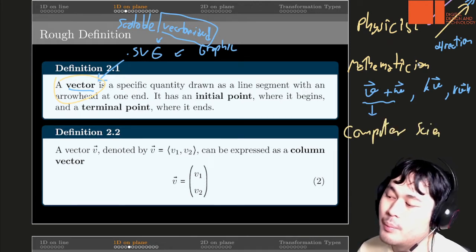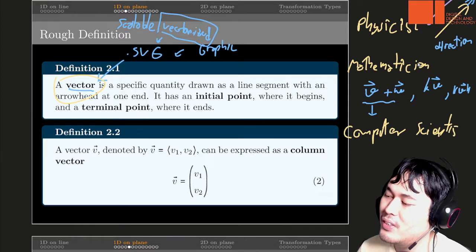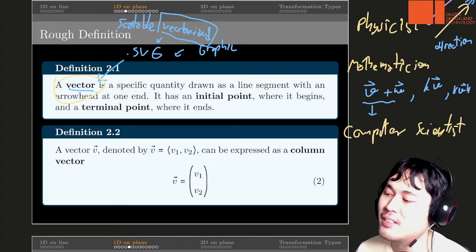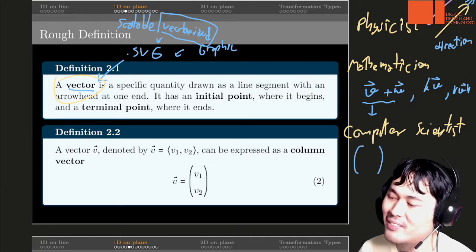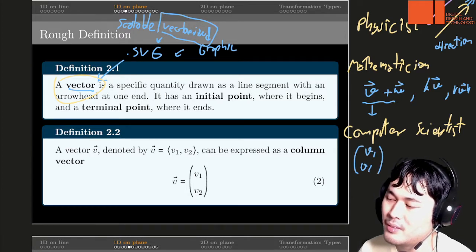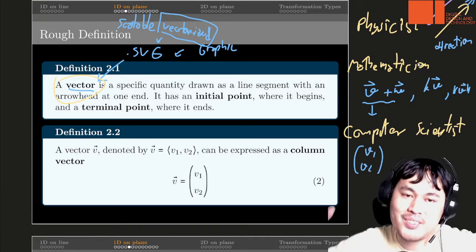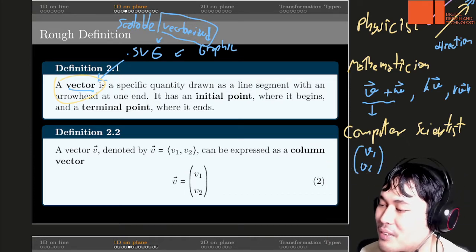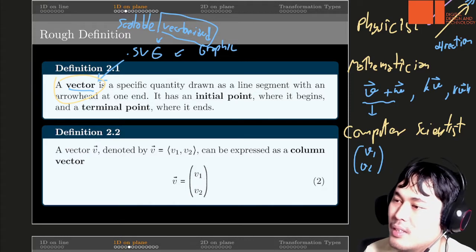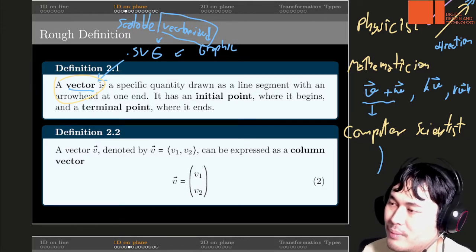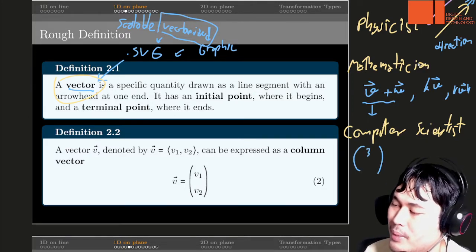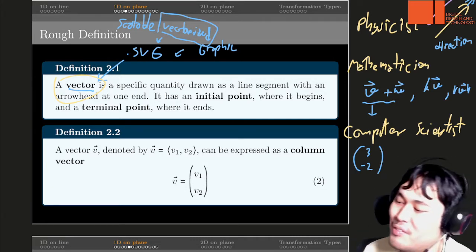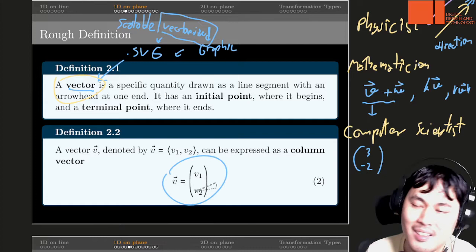If you are a computer scientist or data scientist, you are actually thinking about a vector as just a number, as several numbers stacked together in a column. In this case, we have v1 and v2 as two numbers. Let's just put 3 and minus 2. Stack the numbers together in a vertical fashion, as you can see on the left here.